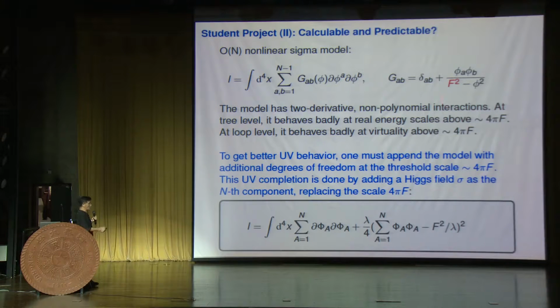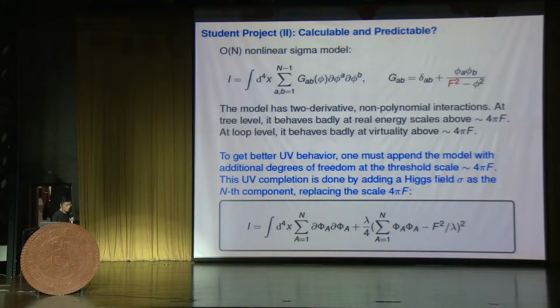This will generate infinitely many higher dimension operators, and we know this very well, that the theory is non-renormalizable. And in fact, if we look at the real process, like a tree-level scattering process, we do know that this theory will have partial wave unitarity violated at a scale roughly around 4π f, where f is a scale sitting here. And also, if you compute the loop diagram, again, it's badly divergent at virtuality above roughly 4π f. So this theory is non-renormalizable.